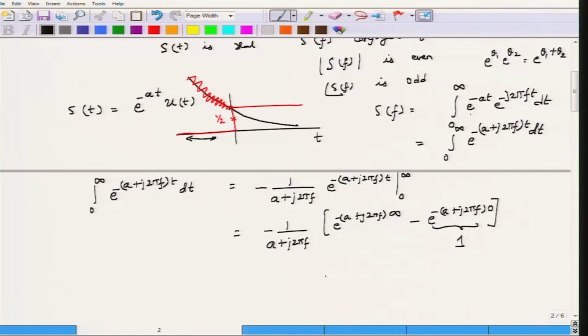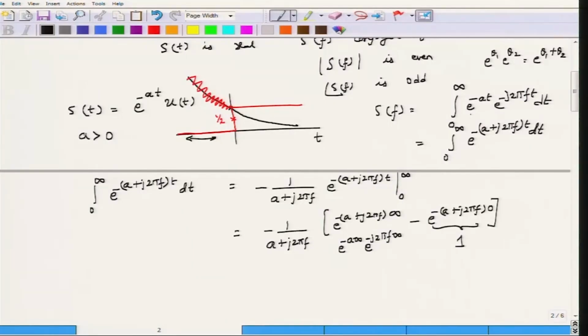What about the first quantity? Here I have e to the power minus a infinity, which would be e to the power minus infinity itself, because a is a positive quantity. I have assumed that here, though I have not told you specifically, but a must be a positive quantity. Then I also have e to the power minus j 2 pi f into infinity. This will again become infinity: for f positive, this would be positive infinity, and for f negative, this would be approaching negative infinity.